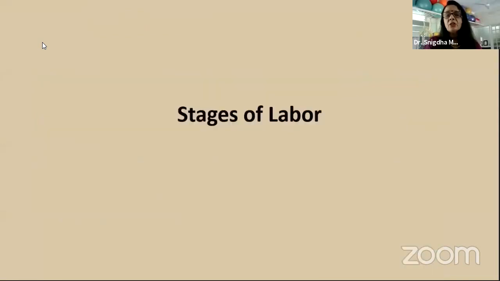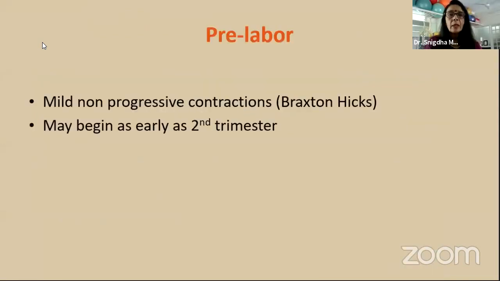What are the stages of labor? So we have what is called pre-labor. In this, we have mild, non-progressive contraction, also called Braxton Hicks. These contractions are not progressive in terms of frequency and duration. They may come, they may go away, and there is no progress at all. And they may begin as early as second trimester.